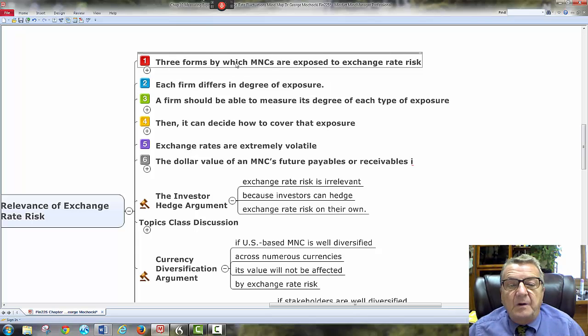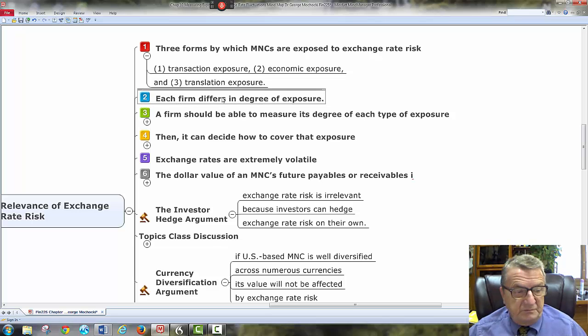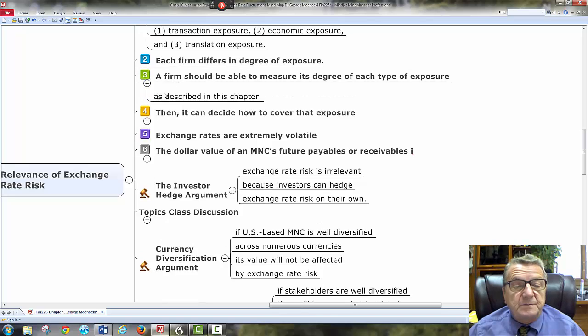Okay? Three forms by which MNCs, multinationals, are exposed to exchange rate risks are transaction exposure, economic exposure, and translation exposure. I'm going to talk about those three. Each firm differs in its degree of exposure to the exchange rate. Why? Every firm is different. A firm should be able to measure its degree of each type of exposure, as described in this chapter. We're going to show you how you measure the different ones, and I have some examples.